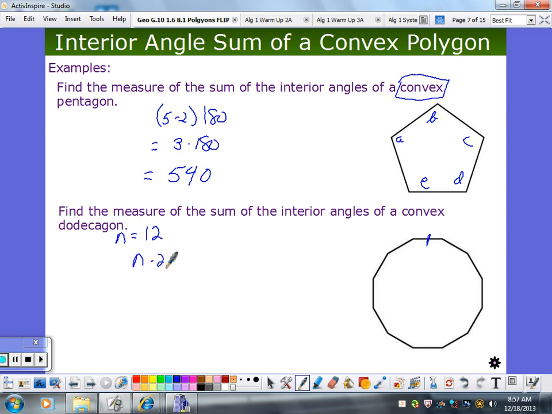So n minus 2 times 180. So that's 12 minus 2 times 180. Yep, the way I have it here. 10 times 180. So what do they add up to? 1800 degrees. I should put all the degrees in there. So if you add up all these angles, they're always going to add up to 1,800 if you have a dodecagon. So we can find all this information pretty easily.